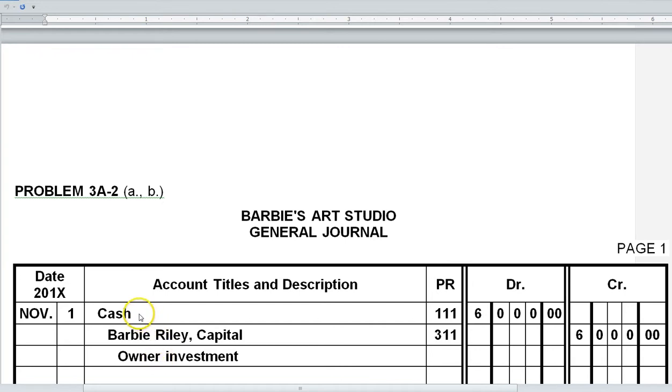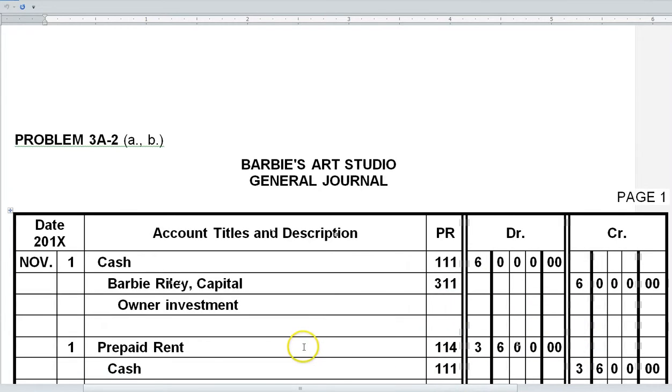So we would have to analyze and ask ourselves what accounts are affected. There must be two. They are cash and capital. They both go up. Cash is an asset. We have to debit an asset in order to increase it, and we have to credit Bobby Riley to increase her account. That's the first transaction.